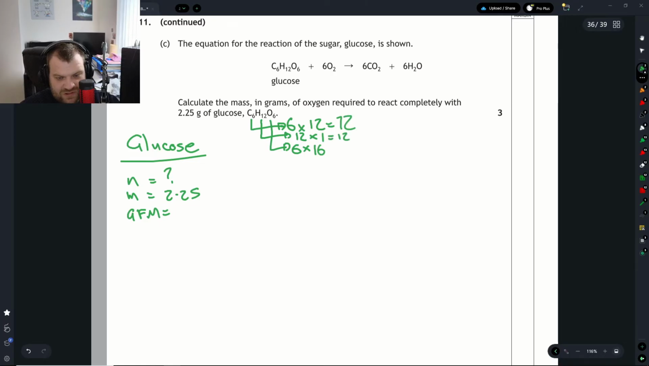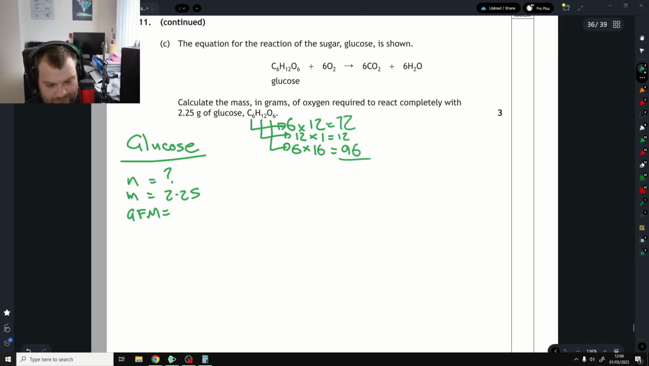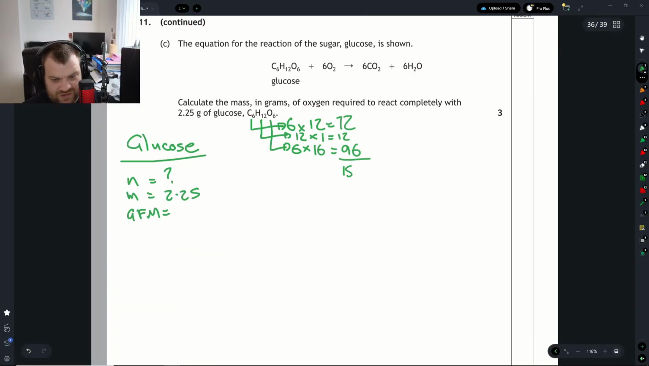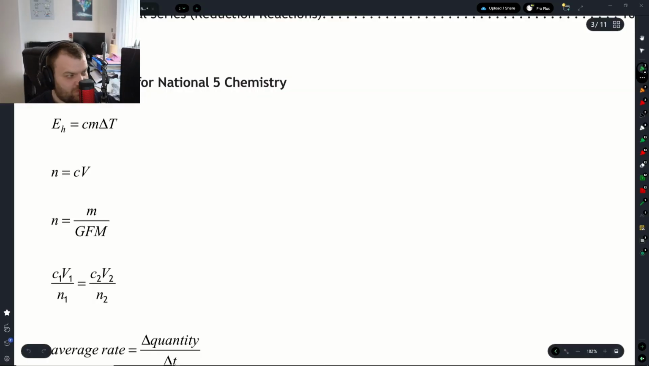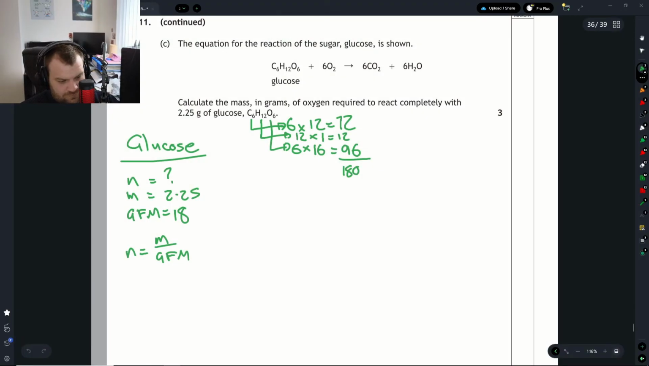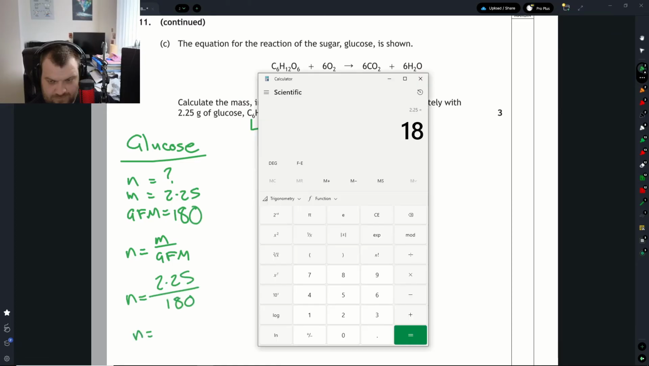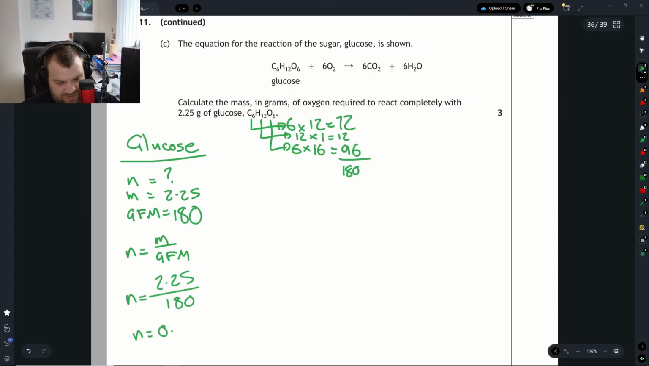72, 12, and 96. Gives you a total of 180. Data booklet states that N equals M divided by GFM. That's what we're going to do now. That means it's going to equal 2.25 over 180. Gives you 0.0125 moles.